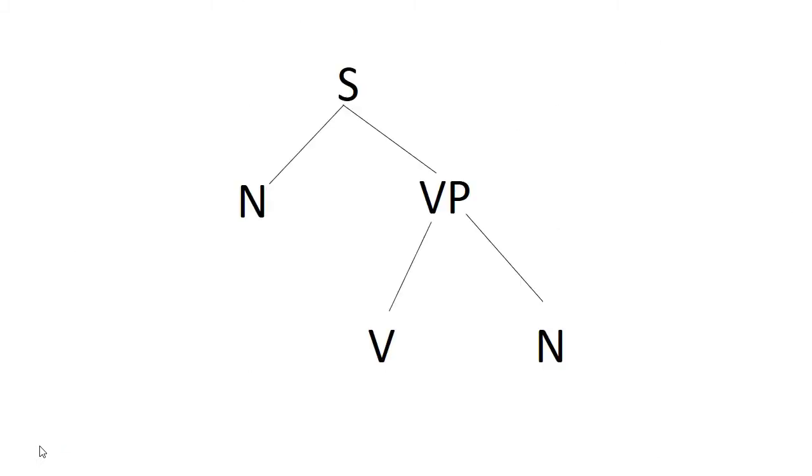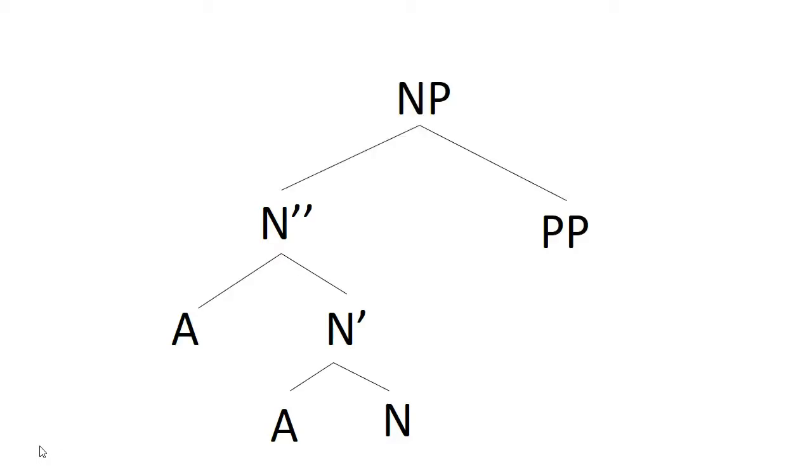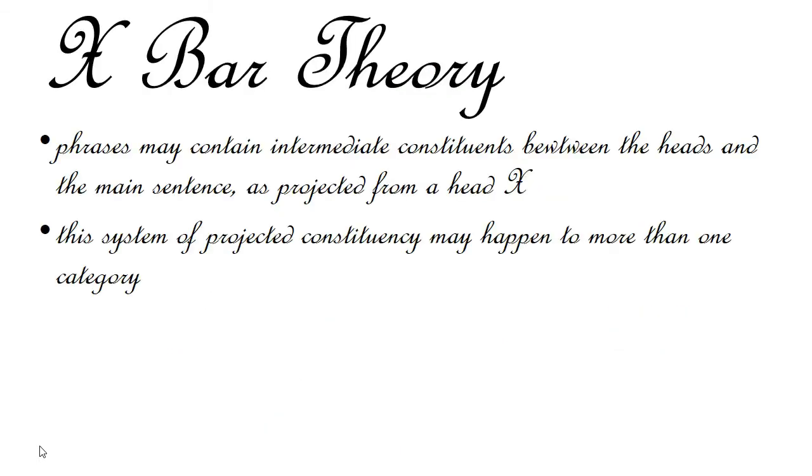So an object is bound to a verb, which can then be attached to a subject, or a subject is attached to an adjective, which can then be attached to another adjective, which is then attached to a prepositional phrase, which is a preposition and a noun. All this relies on something called X-bar theory, which is the bit which says that phrases may contain intermediate bits which come from a head, and this projecting system can happen across more than one kind of word category, etc. So it can happen from nouns, adjectives, verbs, and so on.